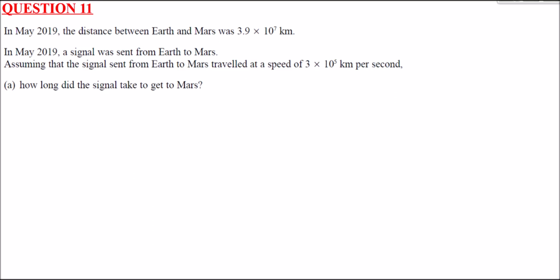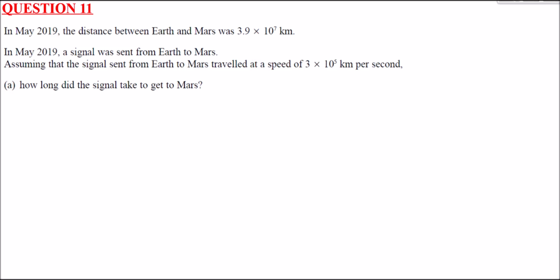Question 11. In May 2019, the distance between Earth and Mars was 3.9 times 10 to the 7 kilometers. And in May 2019, a signal was sent from Earth to Mars. Assume that the signal sent from Earth to Mars travelled at a speed of 3 multiplied by 10 to the 5 kilometers per second. That's the speed of light. How long did the signal take to get to Mars?